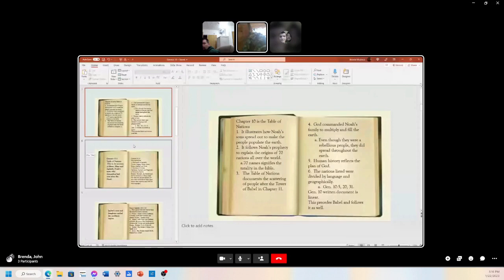This is the account of Shem, Ham, and Japheth, Noah's sons, who themselves had sons after the flood. The sons of Japheth: Gomer, Magog, Madai, Javan, Tubal, Meshech, and Tiras.